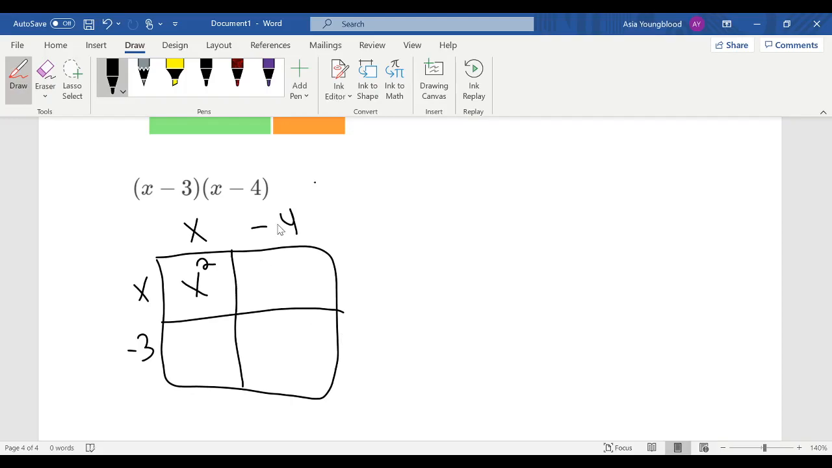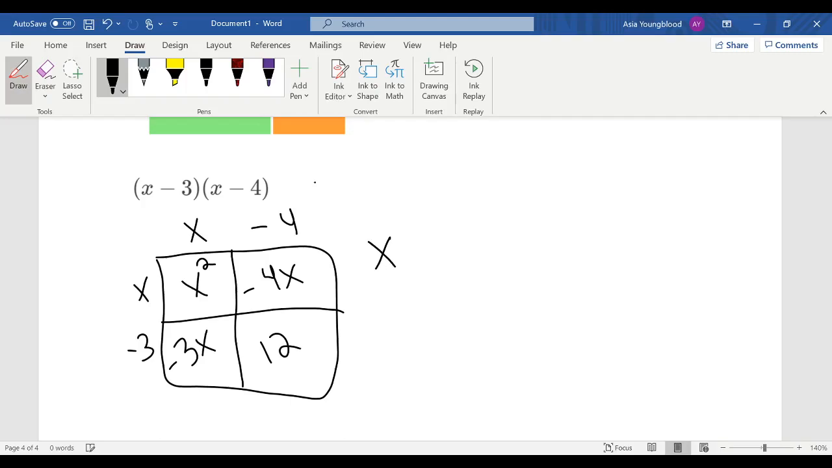This box right here is negative 4 times x. Negative 4 times x is going to be negative 4x. This box right here is negative 3 times x. Negative 3 times x is just negative 3x. And this box right here is 12. Negative 3 times negative 4 is 12.